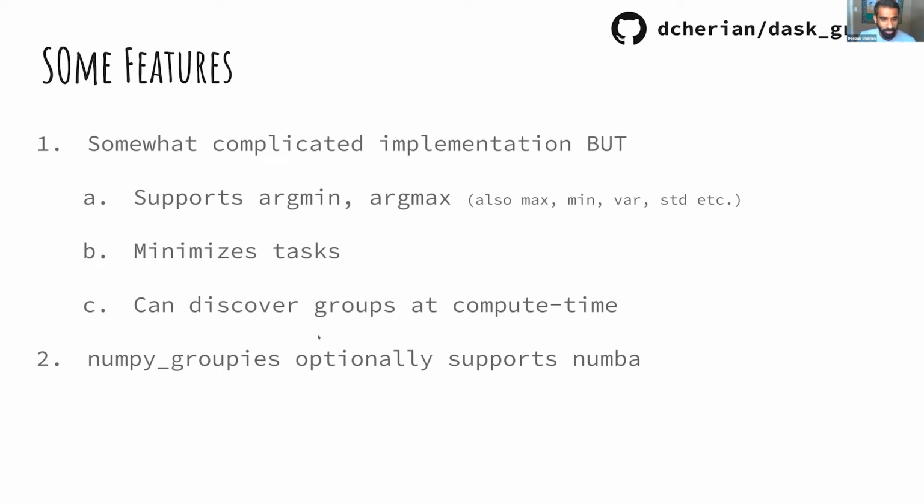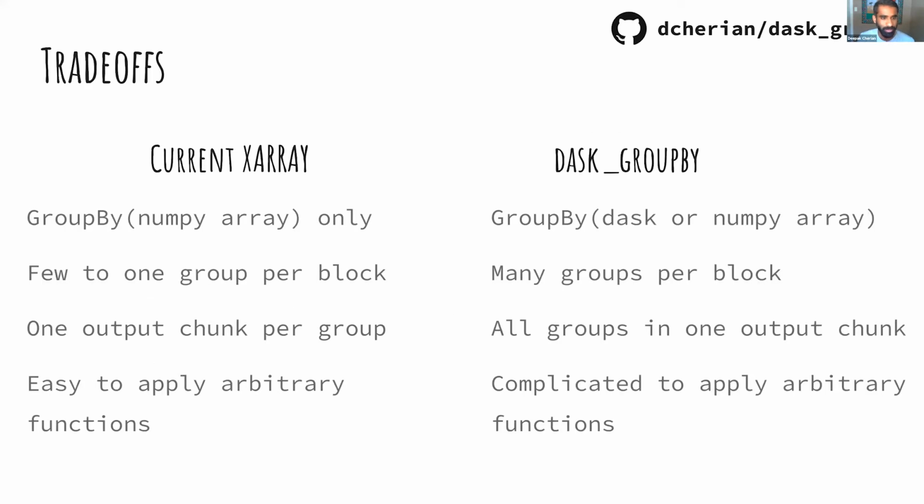The core group by operations come from this package called NumPy groupies. And that has actually an optional opt-in to numba aggregation, which hasn't been enabled yet, but in principle, we can do this. So finally, this is my final slide. So basically, there are two ways to do group by today. One is the current xarray approach. The other is this new approach that I've been experimenting with.